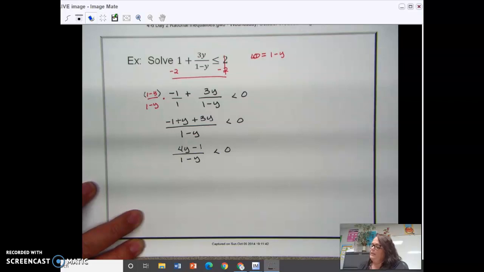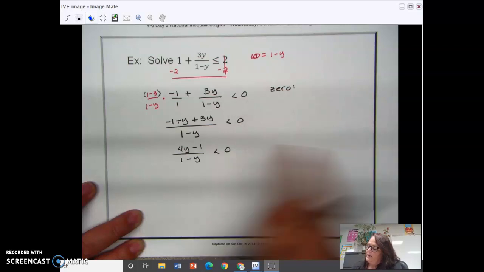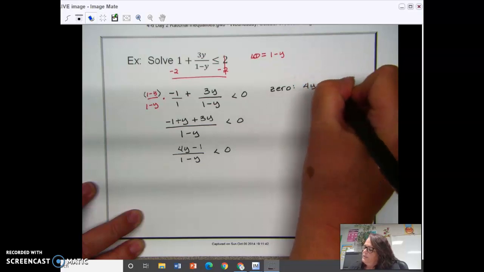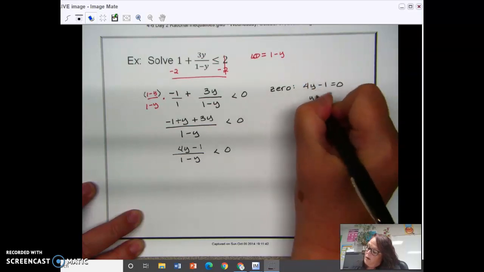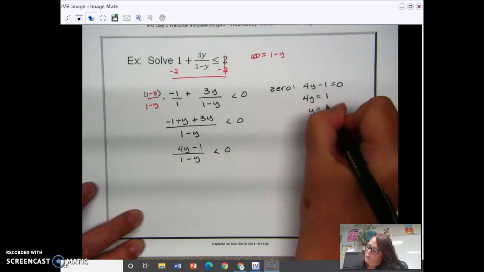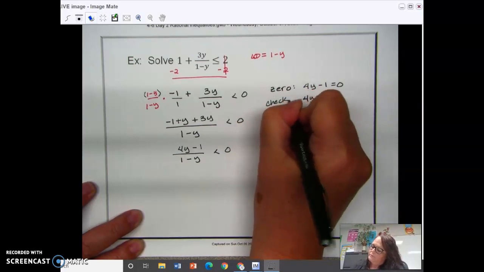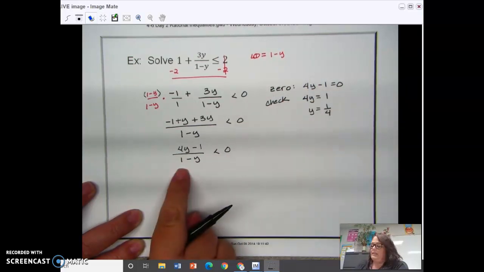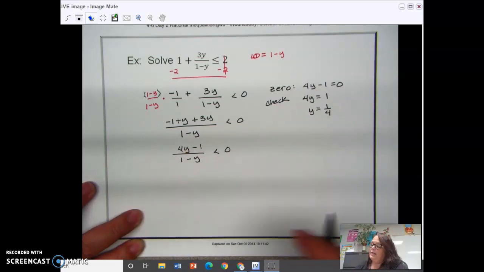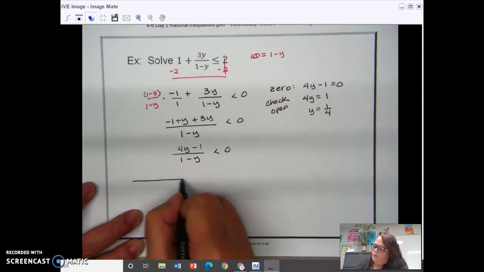All right, and so then the next thing we need to do is figure out where this is equal to 0. So that's when the numerator is equal to 0. So that's when 4y minus 1 is equal to 0, which makes 4y equal to positive 1, which makes y equal to 1/4. So remember, zeros we have to check. If I substituted that in there, that would make this 0, and is 0 less than 0? And the answer is no, so that means it's going to be an open circle at 1/4.